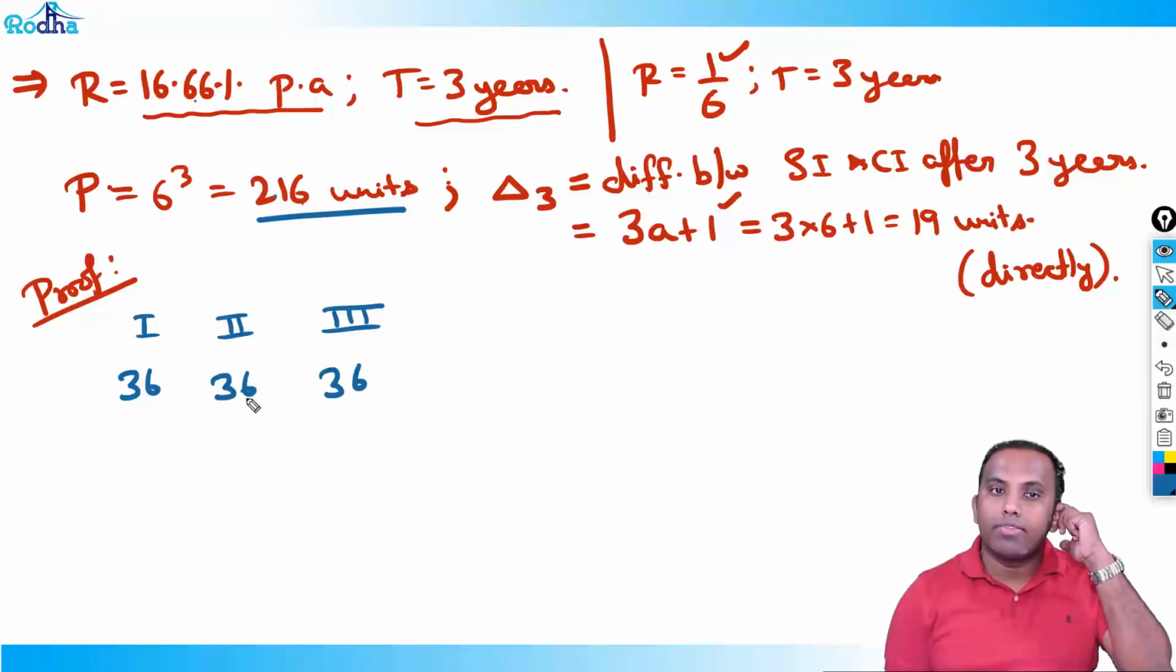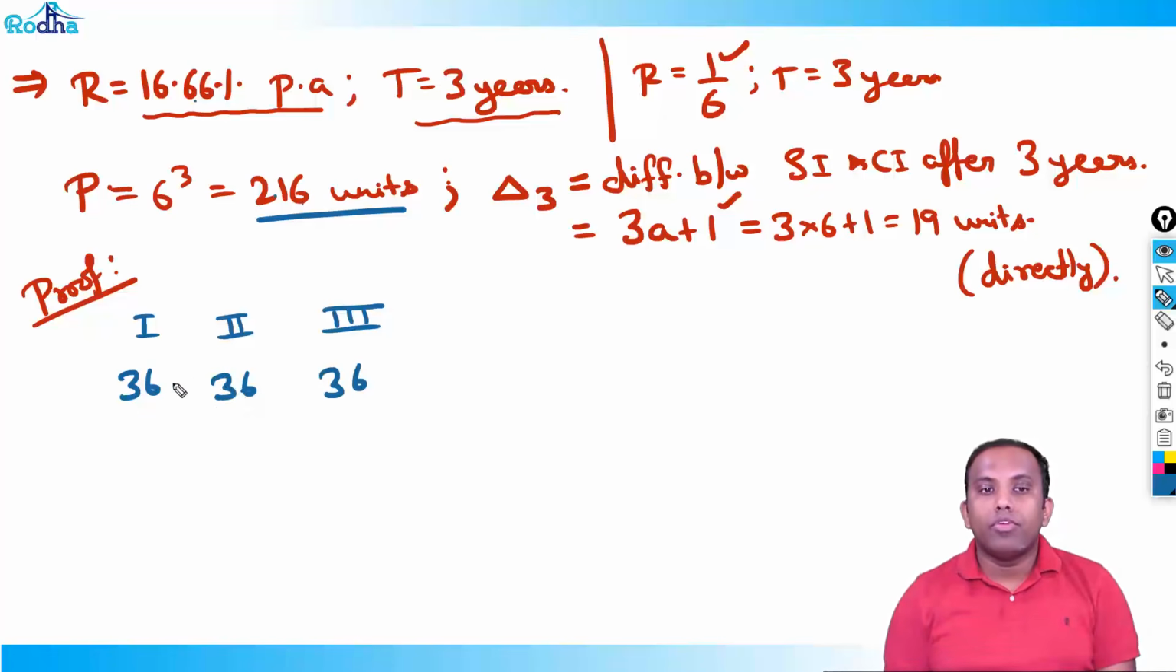Now in compound interest, in the second year you have to give interest on the interest of the first year. So you have to give 1 by 6 of 36, that is 16.66% of this 36. What is 1 by 6 of 36? 6. Now in the third year, on this 36 you have to give interest 1 by 6, that is 6 only. And on this 6 you have to give interest, that is 1 by 6 of 6, that is 1.